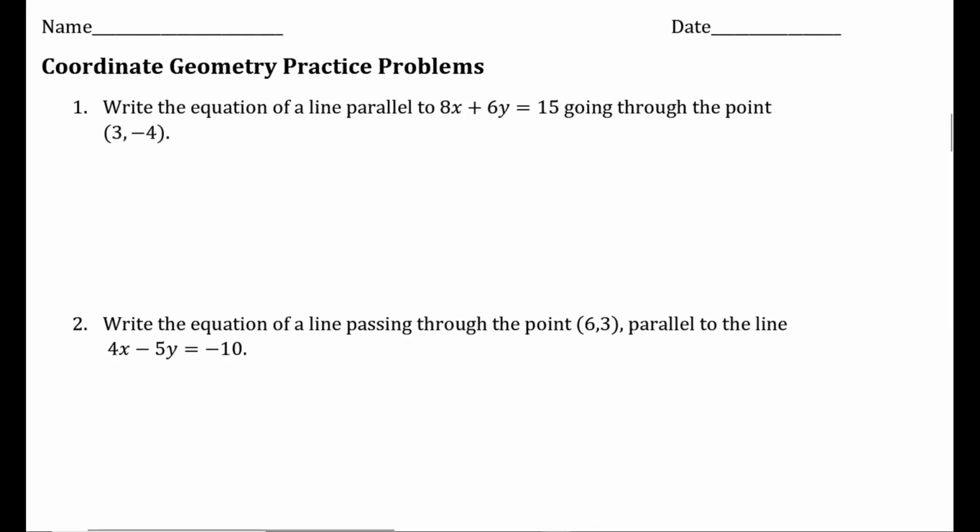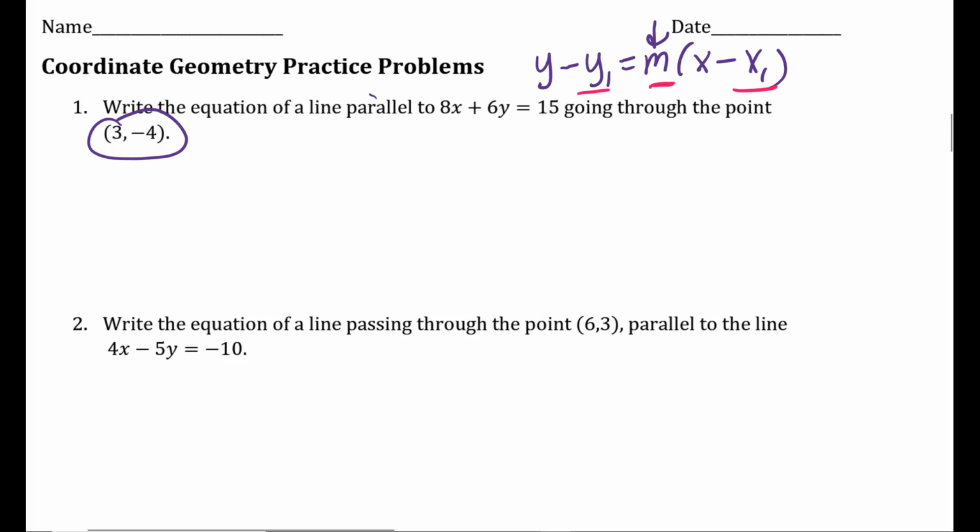So for something like number 1, when we're writing the equation of a line parallel to 8x plus 6y equals 15 that goes through the point (3, -4), there's a couple things we need. Remember, if we're looking to put the line in point-slope form, we only need to figure out what that slope is and any point on the line. In this case, they already gave us a point, so the only thing we're actually looking for is the slope.